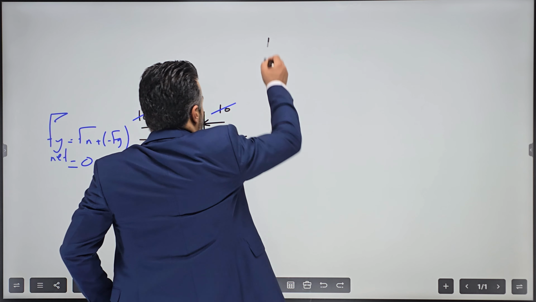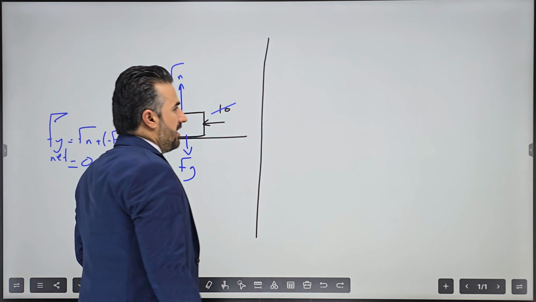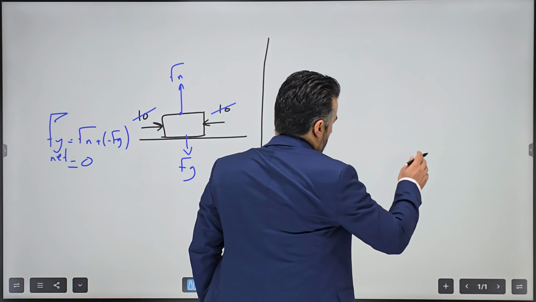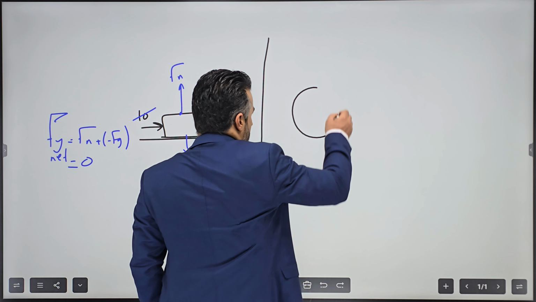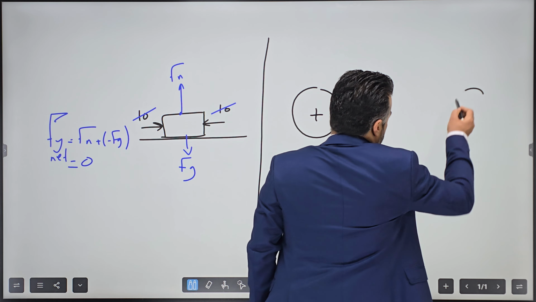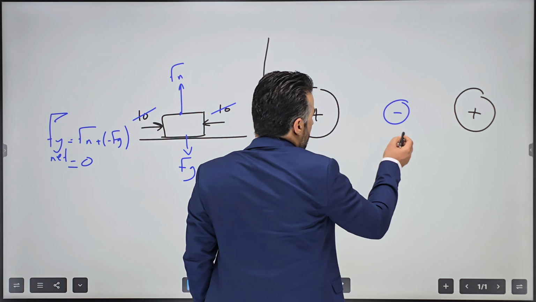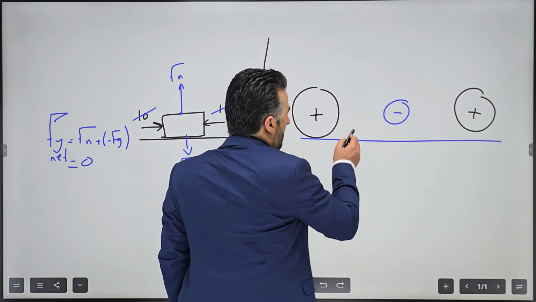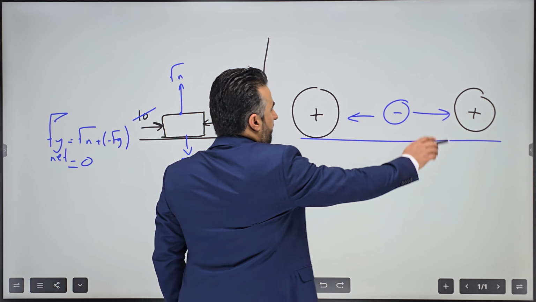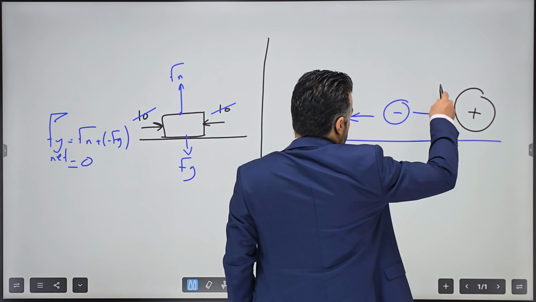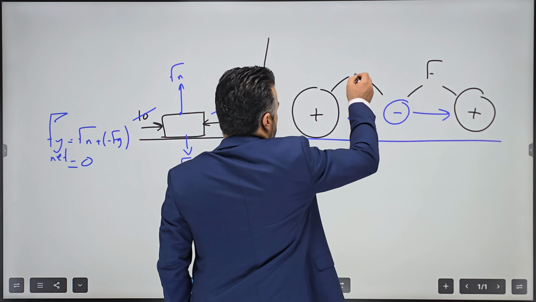But what about for charges here? When will a charge be at equilibrium? We know that if the electrical force on a charge is zero, then the charge will be at equilibrium. What do we mean by this? Let's say here's a positive charge and here's another positive charge. There is a negative charge in between the two. Now this negative charge, of course, is going to be attracted by both of these two charges. There is a force between these two here, and then there is also a force between these two as well.